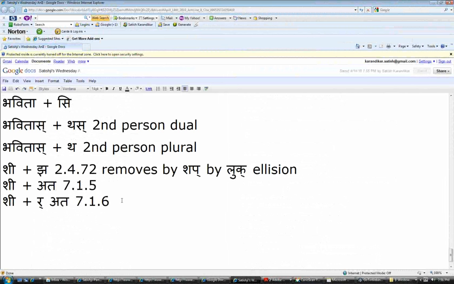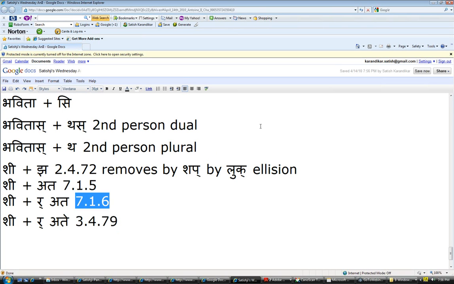So 3-4-79 is going to become she rate. So 716 was one sutram which you want to highlight, and of course this 3-4-79 is a samanya sutram. There's nothing that special about that. That applies to all Atmanipada dhatus. When the lakara stirs and it, you make the T bhaga into A, and that becomes ate.